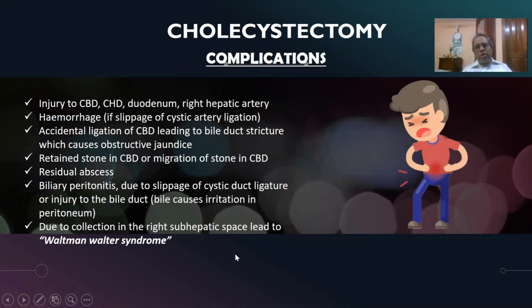So if you know the pathogenesis, you can easily remember the Waltman-Walter syndrome. It is not required for your level, but only for your interest to know the pathogenesis, which is required subsequently whenever you go for post-graduation in surgery. At that time, it is needed.